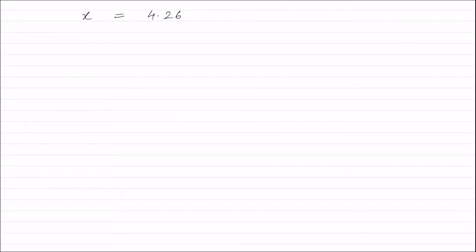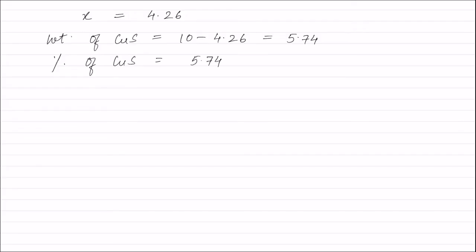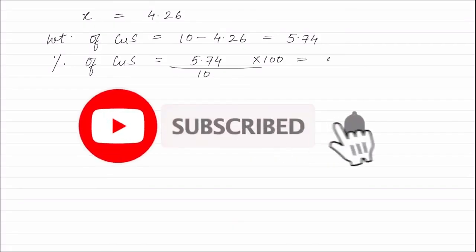4.26 grams. Therefore, weight of CuS is equal to 10 minus 4.26, which is equal to 5.74 grams. Therefore, percentage of CuS in the mixture is equal to weight of CuS, that is 5.74 grams, divided by total weight of the mixture, that is 10 grams, into 100, and this is equal to 57.4%.